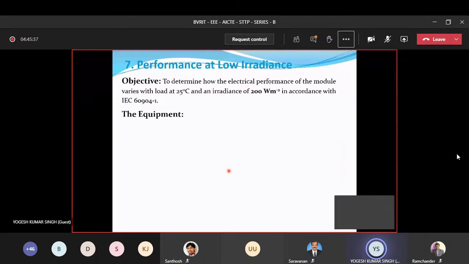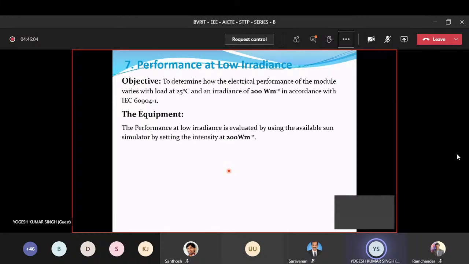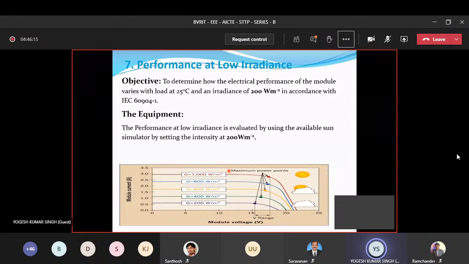Now, what is the effect happening in low irradiance? How can you define low irradiance? If the irradiance is less than 200 watt per meter square. The objective is to determine how the electrical performance of the module varies with the load at 25 degrees centigrade, at a very low irradiance. Such a condition is called the low irradiance parameter. The performance at low irradiance is evaluated using simulators, with the setting from 200 watt per meter square. So this is a different type of scenario.